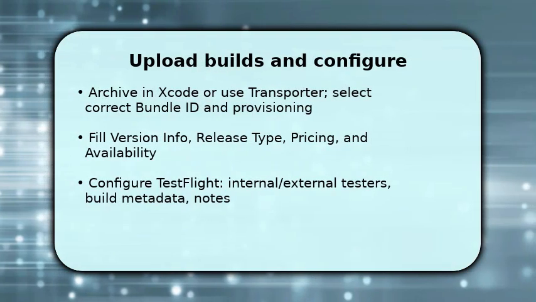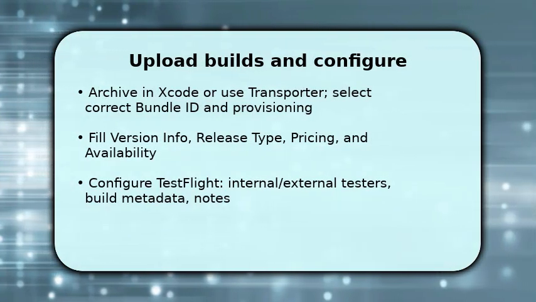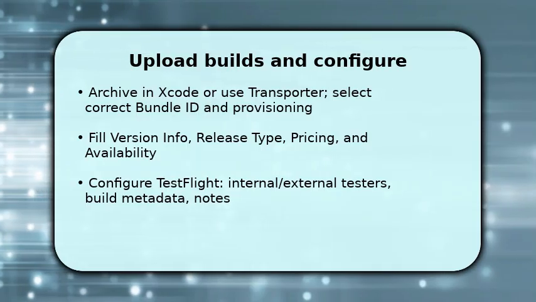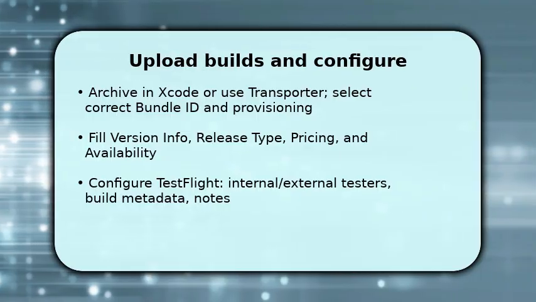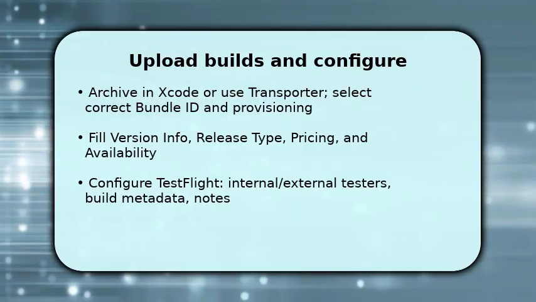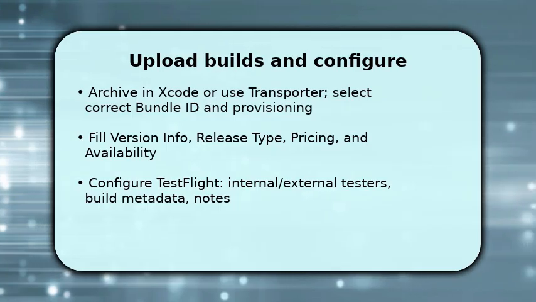You archive and upload your build from Xcode or use Transporter. Make sure the build matches the bundle ID, provisioning profile, and app entitlements. Once the build appears in App Store Connect, attach it to a new version and complete version info.